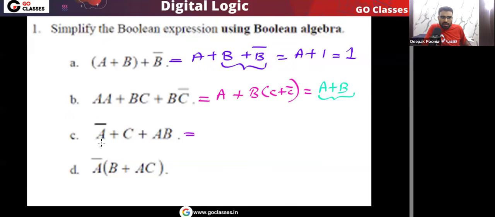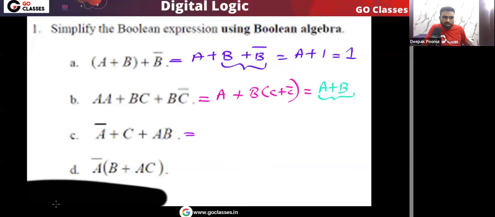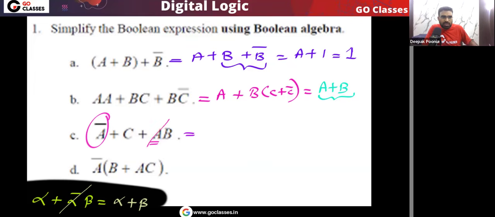Now let's see this one. A bar or C or AB. Here you can notice that we have this property. If you remember, I told you there is an important property, that is alpha or alpha bar beta. Here you can remove this alpha, and you will get alpha or beta. The same thing is happening here. So this is alpha, and here you have alpha bar. Yes or no? You can notice alpha or alpha bar beta. So alpha is A bar, and here you have alpha bar. So here basically you can remove this, and finally I will get C or A bar or B. This will be the simplified expression. Very simple. Let's see the next.